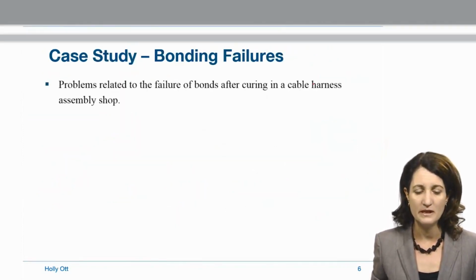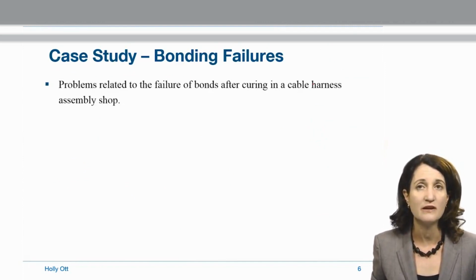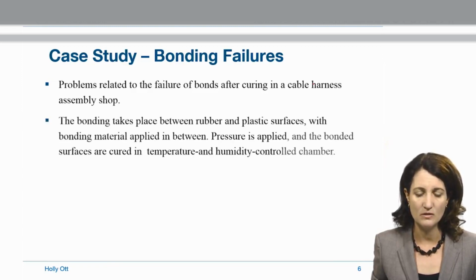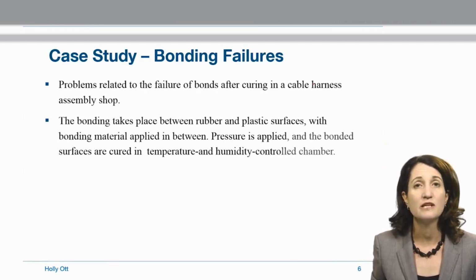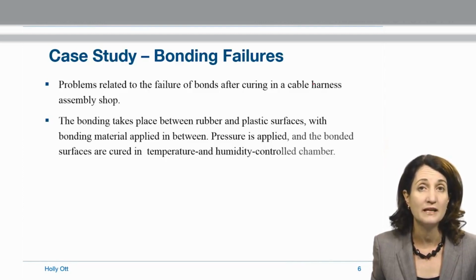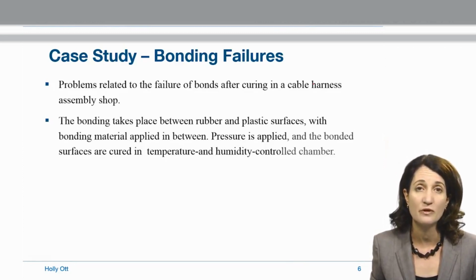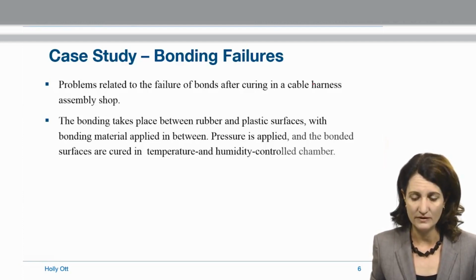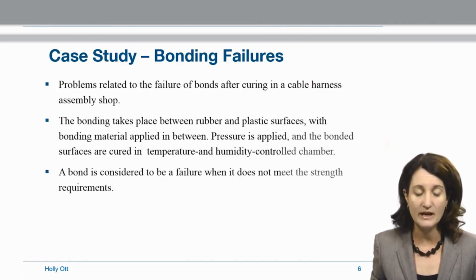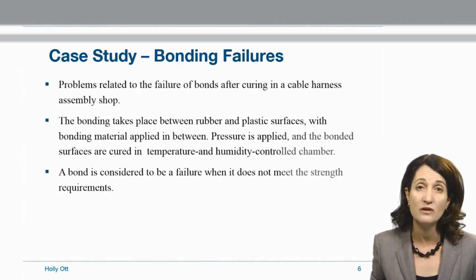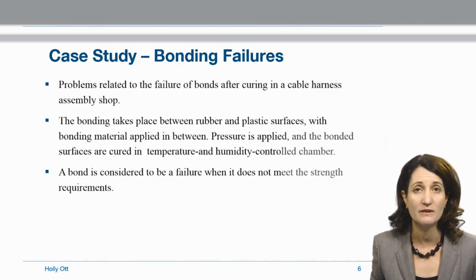We had a problem here relating to the failure of bonds after curing, investigated by a team of students in a harness assembly shop. The bonding in this case was taking place between rubber and plastic surfaces with a bonding material, some kind of glue applied in between. Then there was pressure applied, and then the bonded surfaces were cured in a temperature and humidity controlled chamber so that they would become very good, and the bond would be considered a failure when it did not meet the strength requirement.